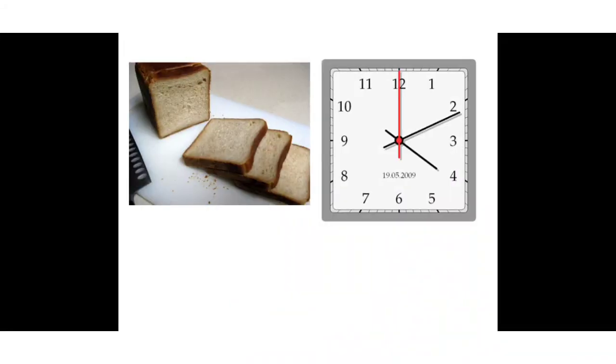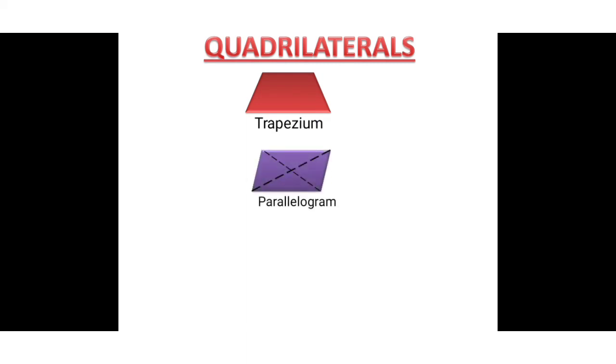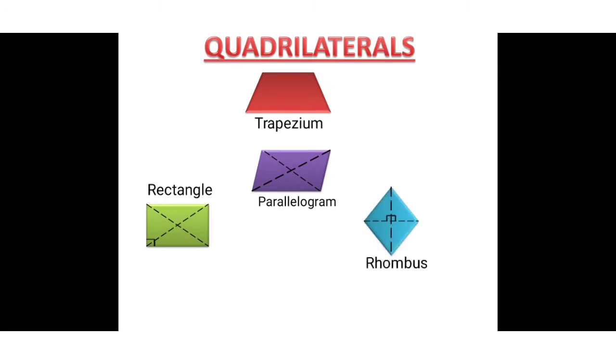So some of the real life objects that we see around that have a square-like shape. Basically every morning most of you might be eating bread, which is a square. Look at the shape of the clock here, which is again a square. So the different types of quadrilateral that we have learned are trapezium, parallelogram, rectangle, rhombus, square and kite.